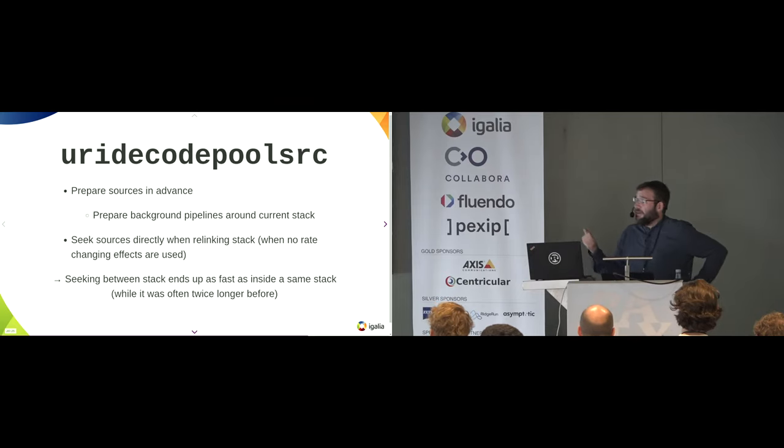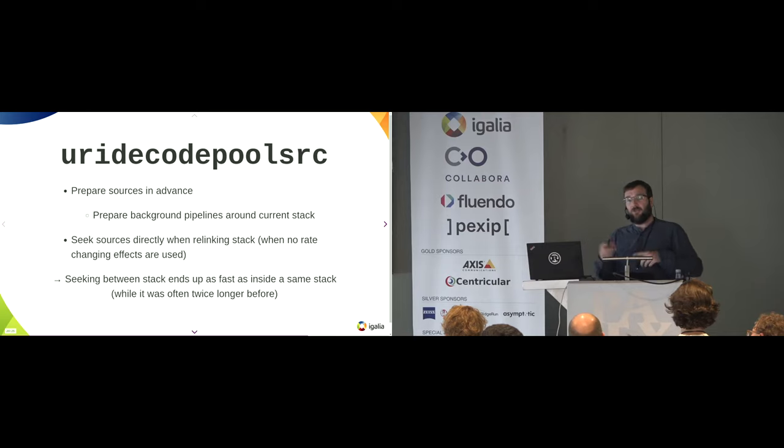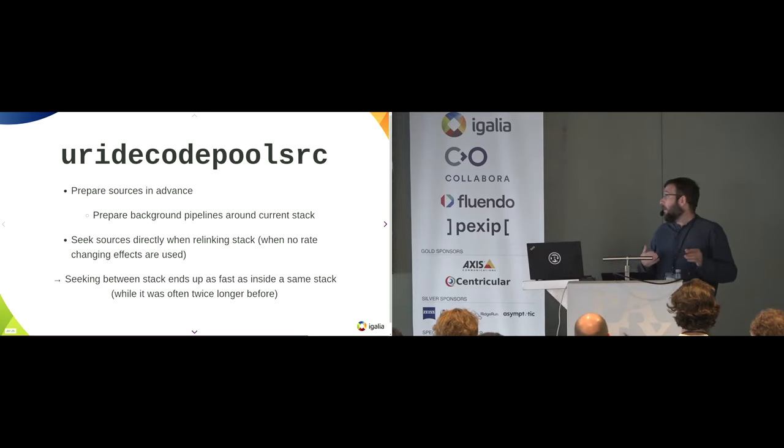But we can now, if there are no rate changing effects in the timeline, directly seek the elements right from the start, like the sources. When we link the source, we just seek it with the rate seek, and then we don't have to do the pre-rolling and all that. So it's much faster. And with that, and with the pipeline pool, we're able to have performance when seeking between stacks that is very similar to when seeking inside the stack, because basically it's just one seek that happens on some sources that were already ready because they were in the pool of pre-rolled pipelines. And it's pretty good.